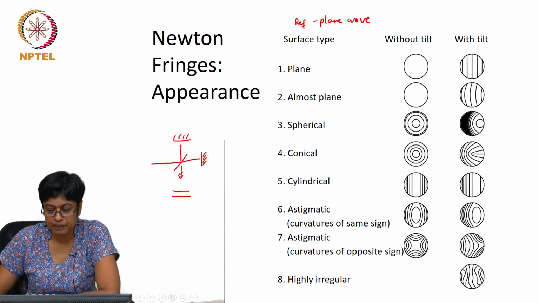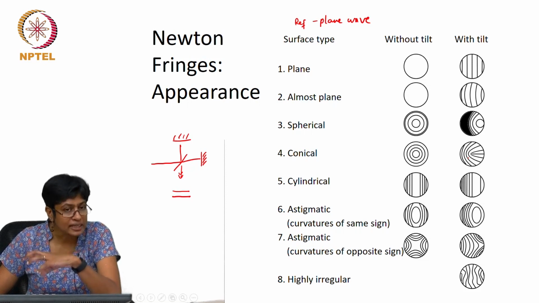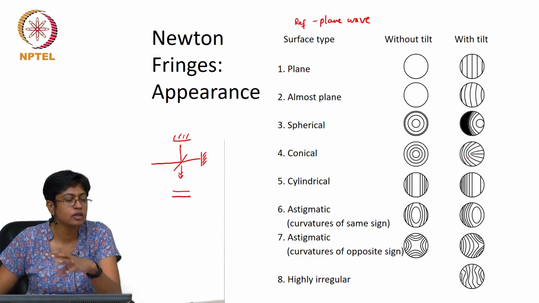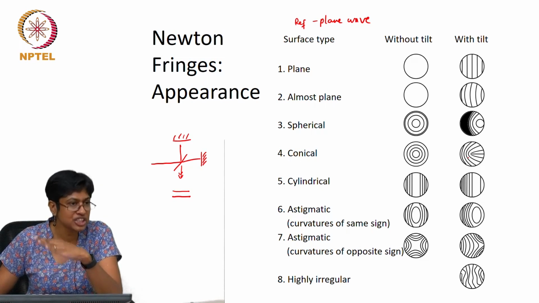And for different shapes, you can start seeing how the fringe pattern varies. So this is a visual way of quickly saying how aberrated your wavefront is, or if not aberrated, what is the shape of the wavefront. Okay, it's a very quick interferometric technique to do that.